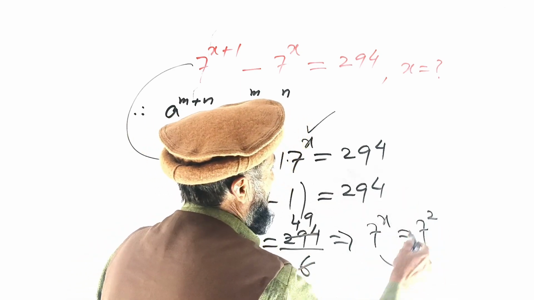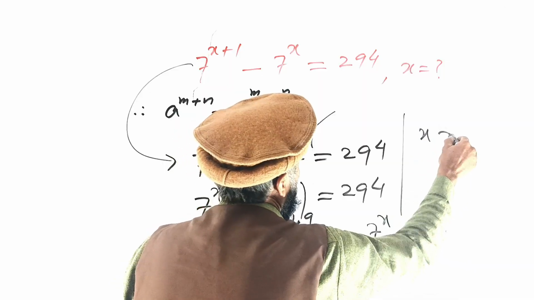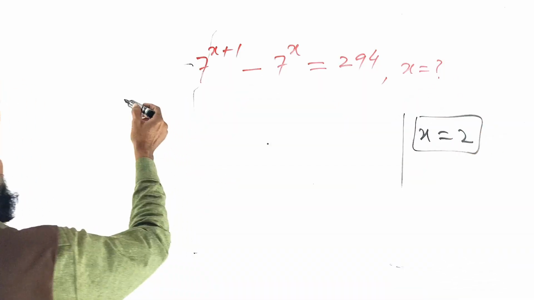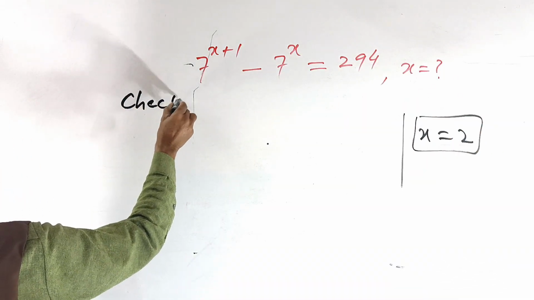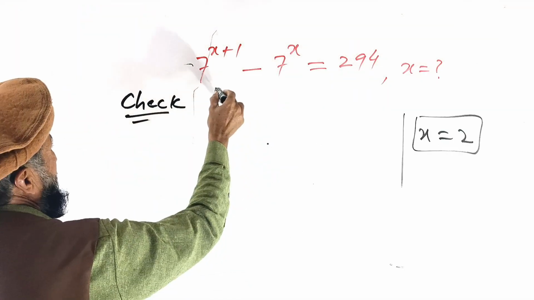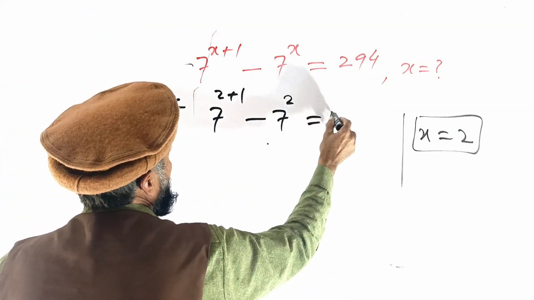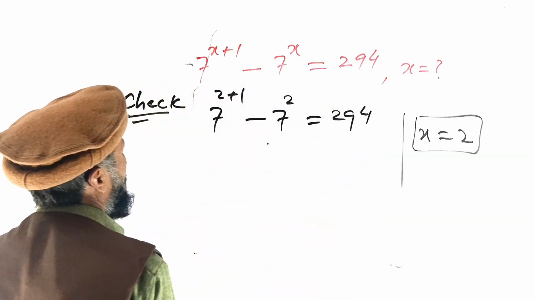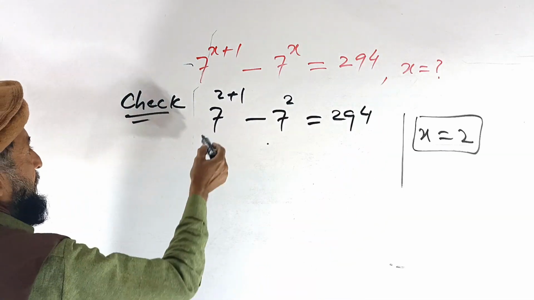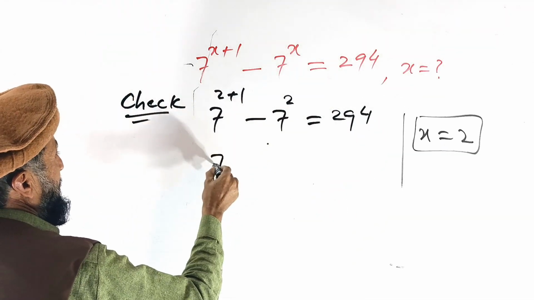Now the bases are the same, so we compare their powers, and x is this result. Check. 7 exponent of 2 plus 1 minus 7 exponent of 2 is equal to 294. So we get here 7 exponent of 2.